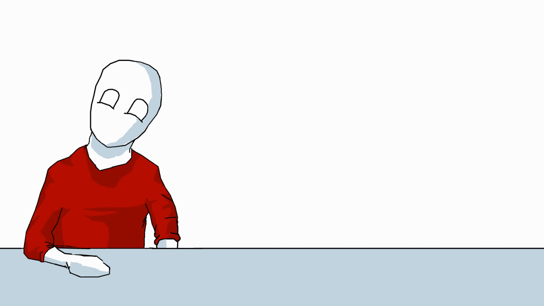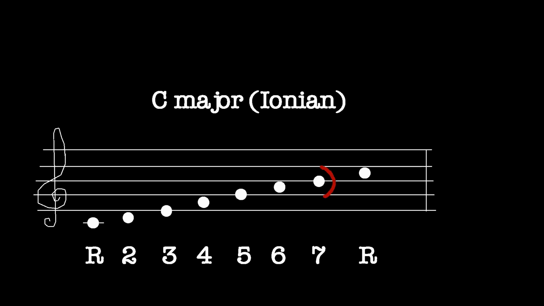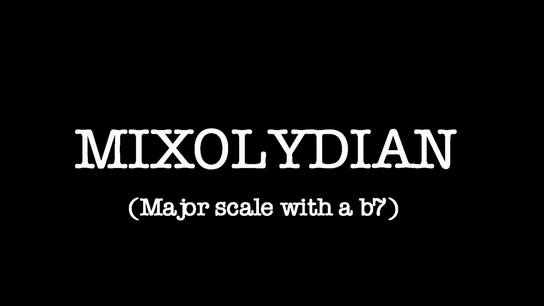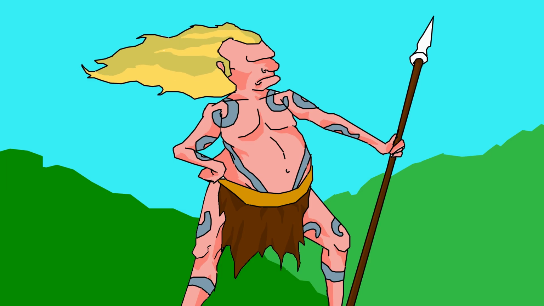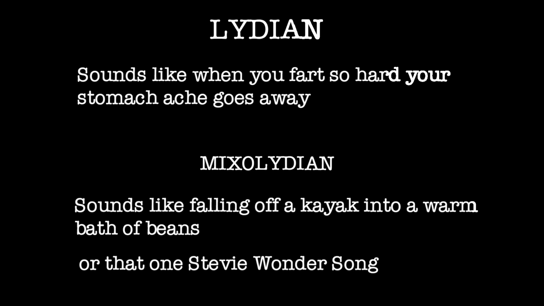So now we're getting into our major scale modes with flat note alterations. From our C Ionian scale, we're going to take the 7th degree and we're going to flatten it. And that gives us Mixolydian, which is just a major scale with a flat 7. Now Mixolydian can sound kind of Celtic or kind of Indian, but the important thing with all these modes is for you to come up with your own associations of how they sound. Like, what do they remind you of?